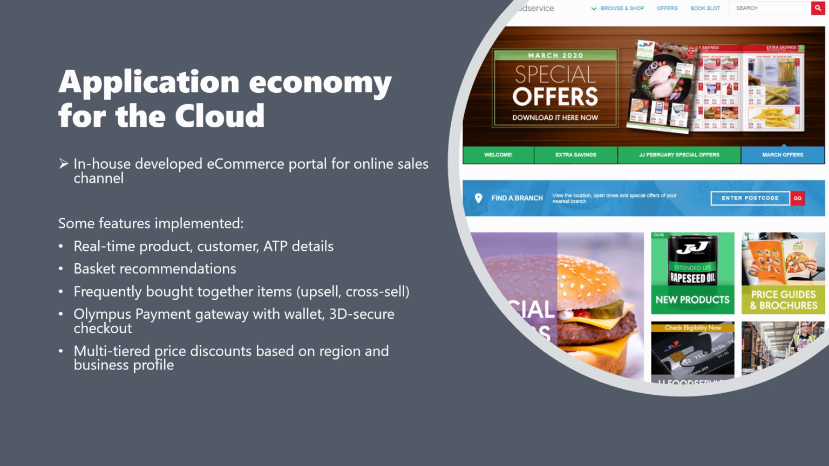We also implemented the Olympus payment gateway, so we don't have to deal with handling the credit cards and the secure PI information of our customers. They can create their own wallet in the Olympus payment gateway, do safe 3D secure checkout, and so on. We're also doing multi-tiered price discounts, so whenever a customer signs in, we know where they are from, who they are, and what is the volume that they typically buy, so we can do recommendations, discounts, and prices based on their specific needs.